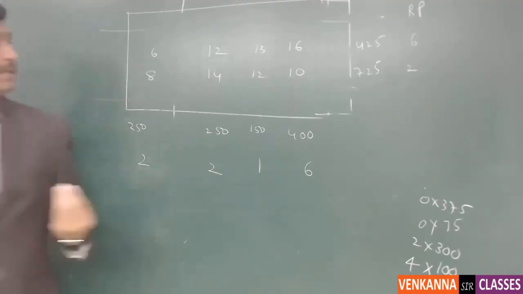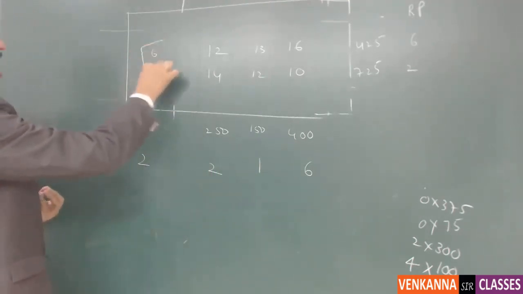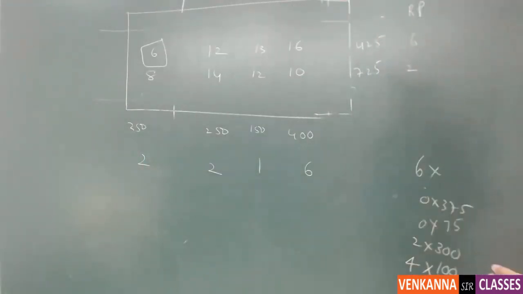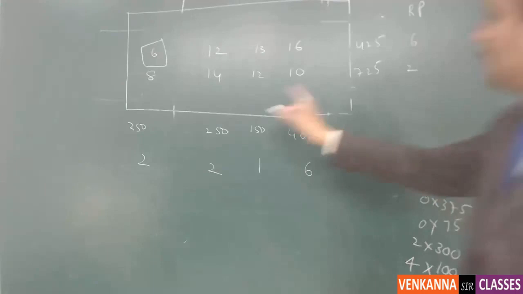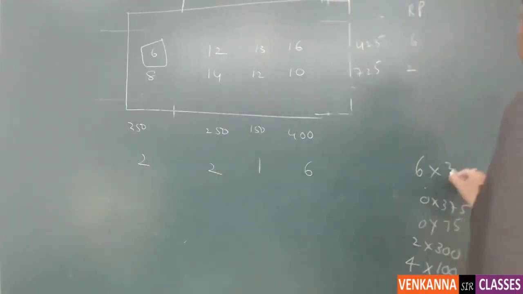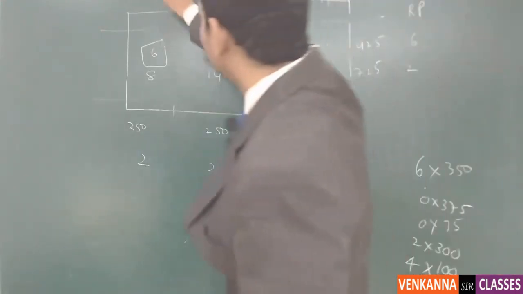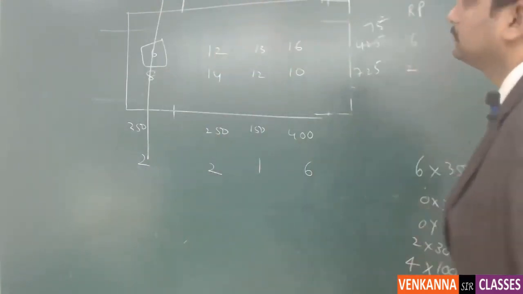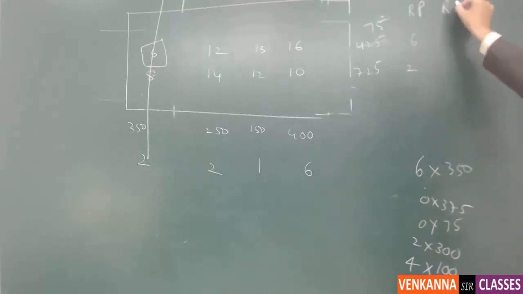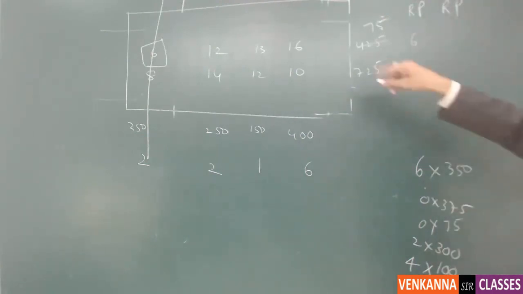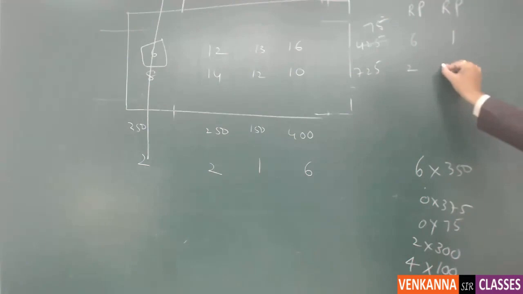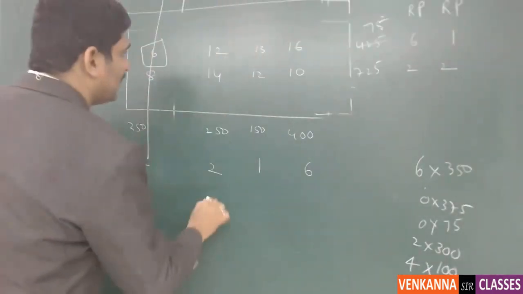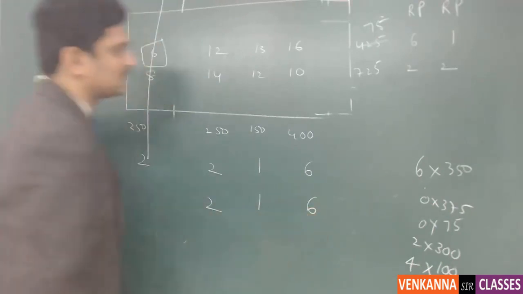Row, right? So if you go with the row, the smallest value is 6. I am going with 6 now. If you calculate the demand and supply, it is 350. 350 will be allocated here. So it gets cancelled and it will become 75. Again, if you calculate the row penalty as well as column penalty, here the value is 1, here the value is 2.